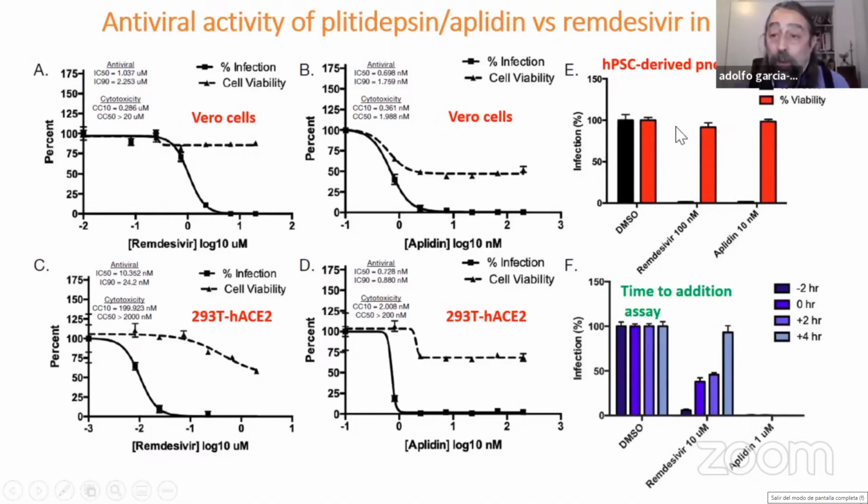It is working very well even in primary cells, primary human pneumocytes, which are the main target of viral replication in vivo, and is working even 4 hours after infection of the cells, while remdesivir is no longer able to inhibit 4 hours after infection of a cell. So it looks like, at least in these tissue culture assays, Aplidin Plitidepsin is more potent than remdesivir.